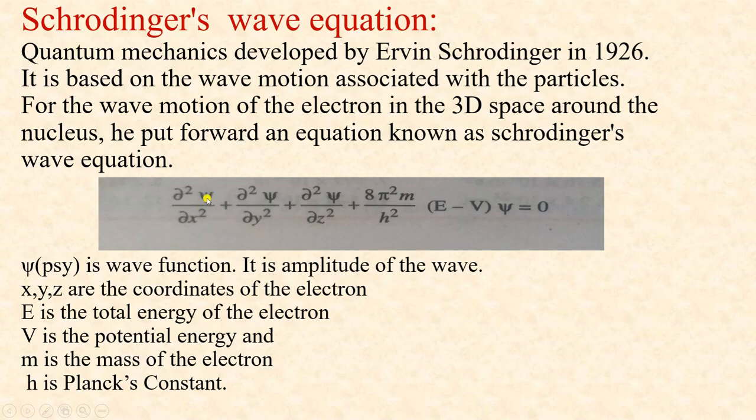Here psi is the wave function and it is the amplitude of the wave. X, Y, Z are the coordinates of the electron because the electron is moving in three-dimensional space. Capital E is the total energy of the electron. Capital V is the potential energy. And small m is the mass of the electron. And here h is Planck's constant.